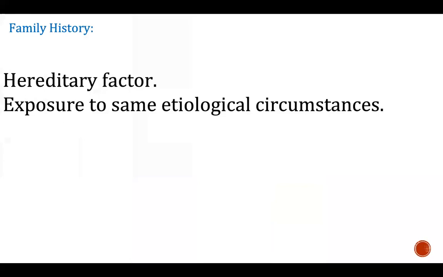Similarly, about the family history. Family history, why do we ask? Because of the genetics or the hereditary factor. Then how about exposure to any of those etiological circumstances as well? For example, if someone's father is a smoker, there are higher chances of what is called passive smoking. So the partner of that person or the kids, or those family members, will have a higher risk of development of coronary artery disease as well.